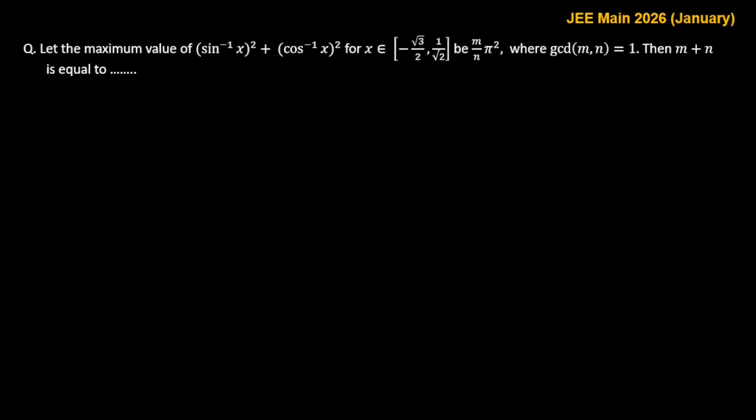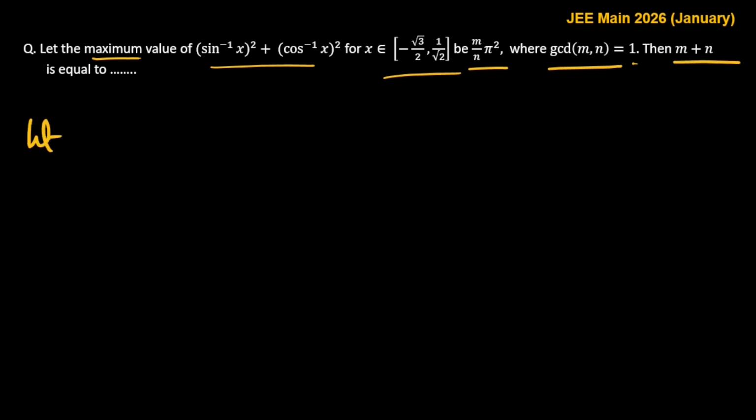Now let us first carefully observe the problem. It is given that the maximum value of this function is m by n pi square when x belongs to [-root 3 by 2, 1 over root 2], and also given that GCD of m comma n is equal to 1. Then we are asked what is the value of m plus n.